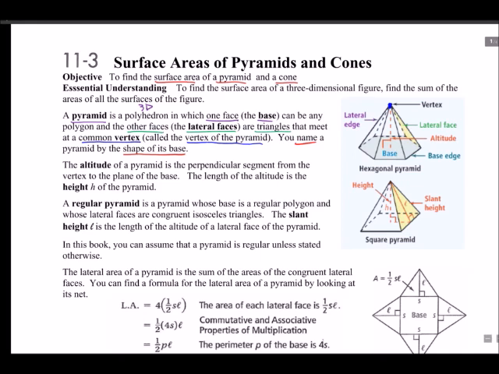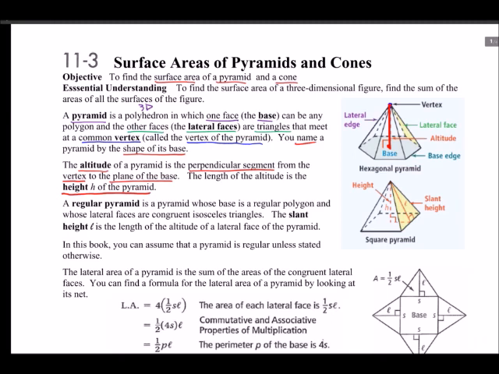Now, the altitude of our pyramid is the perpendicular segment from the vertex to the plane of the base. So here is our altitude, from the vertex perpendicular to the base. So it hits the middle of the base there. This is the height of the pyramid.